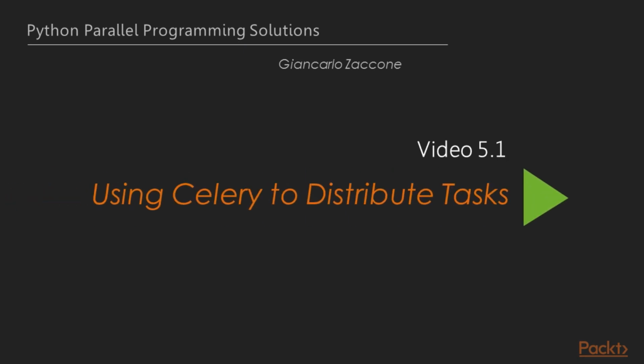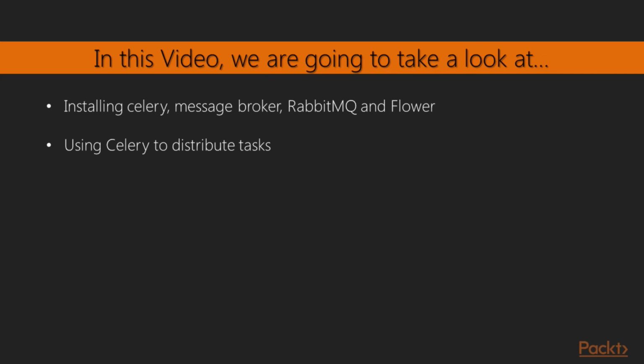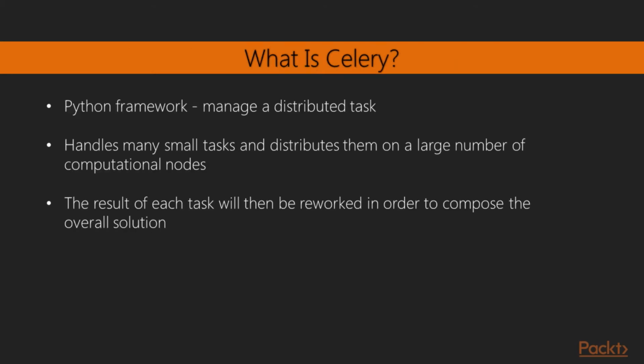This is the first video of this section, using Celery to distribute tasks. In this video, we'll see how to install Celery, the message broker RabbitMQ, and Flower. We'll then use Celery to distribute tasks. Celery is a Python framework used to manage distributed tasks following the object-oriented middleware approach. Its main feature consists of handling many small tasks and distributing them on a large number of computational nodes. Finally, the result of each task will then be reworked in order to compose the overall solution.